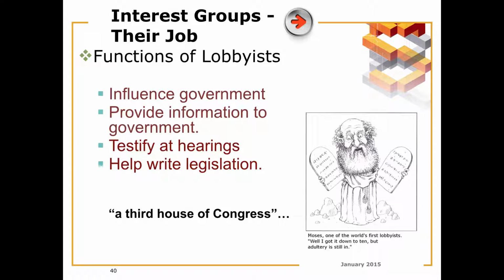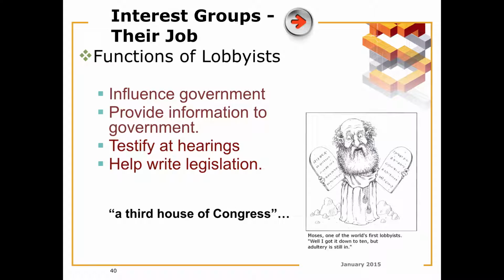Now, in a sense, when we look at lobbying, to break it down, lobbying is broken down into 4 major areas. It's there to influence government. It's there to provide information to government, which is probably the most important role that it plays. It's there to testify at hearings, and it's also there to help write legislation.